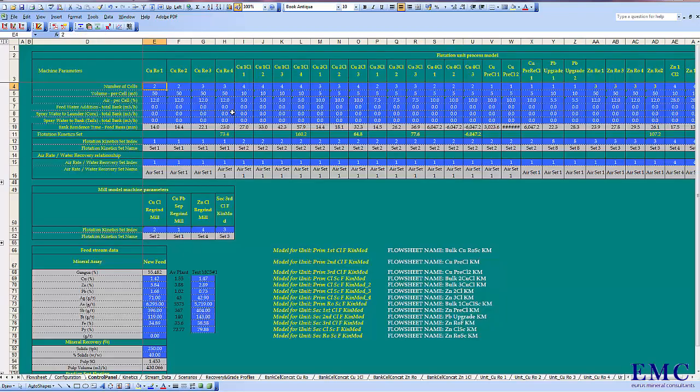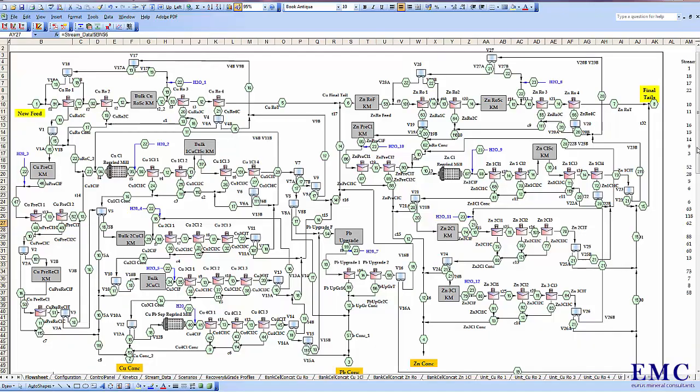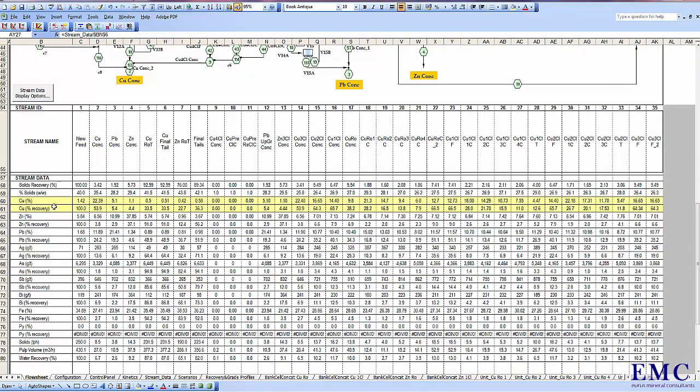The control panel is where you have all the banks, and you have the number of cells, the volume of cells, and the air rate marked as a percent. 1% is the very minimum that you can put into a plant cell, and 100% is the very maximum. And down here you see there's a set of kinetics that you assign to each bank or each cell, and there's an air rate and water recovery rate relationship. Below you have the mass balance with all the analytes here, solids tons per hour, pulp volume, water recovery, percent solids, and all the various streams.